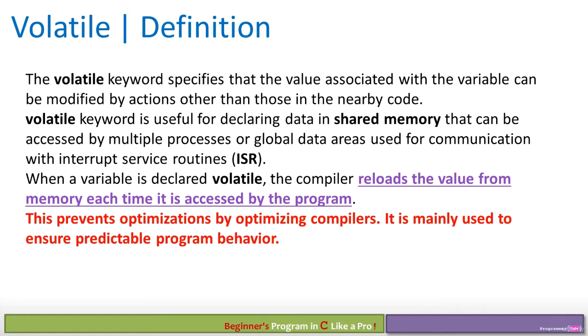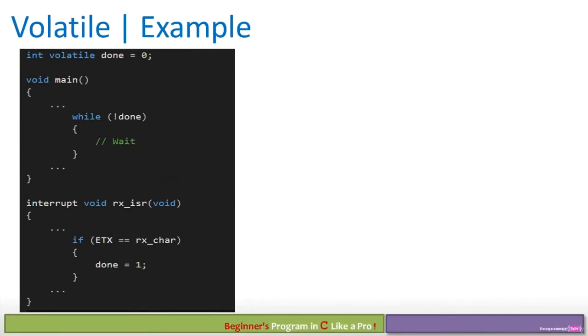This prevents the optimization compiler from making any changes to the variable. It doesn't try to optimize it away. It's mainly used to ensure predictable program behavior. Let's look at an example. Here's an example. So I have defined an integer volatile done as a global variable. And you can see that volatile usually is for global variables. So this means that you tell the compiler, hey, don't try to optimize this away.